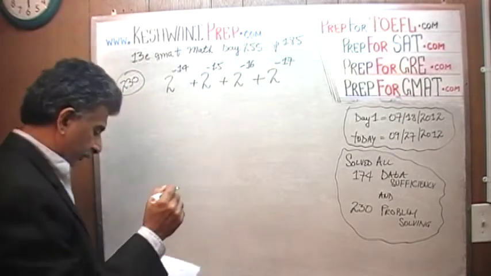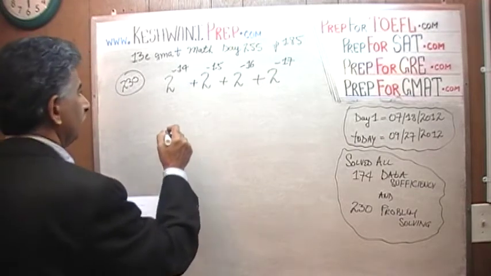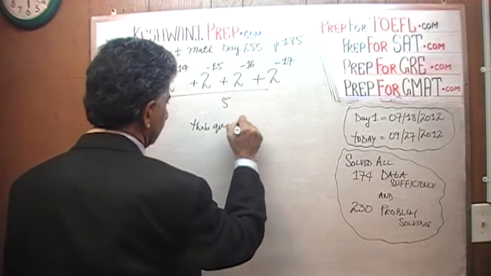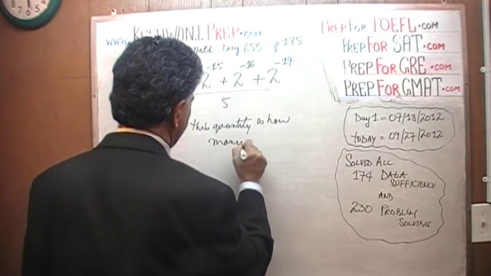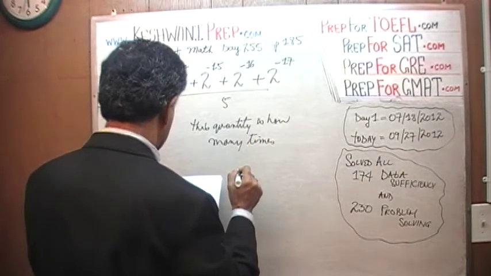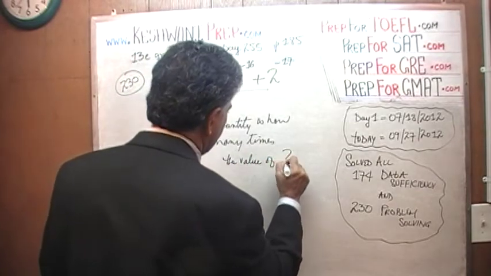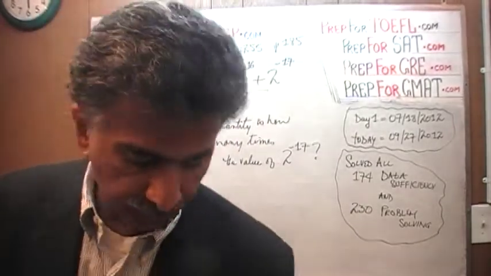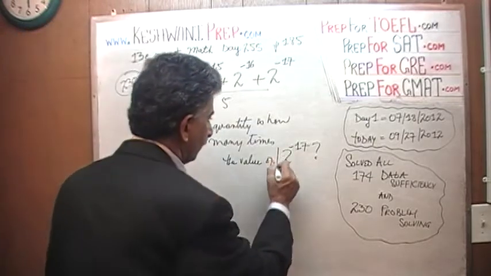The question is, this quantity that you see there is how many times the value of 2 raised to negative 17? That's the question. So somehow we have to relate all of these parts to 2 raised to negative 17. That's our point of reference, 2 raised to negative 17.